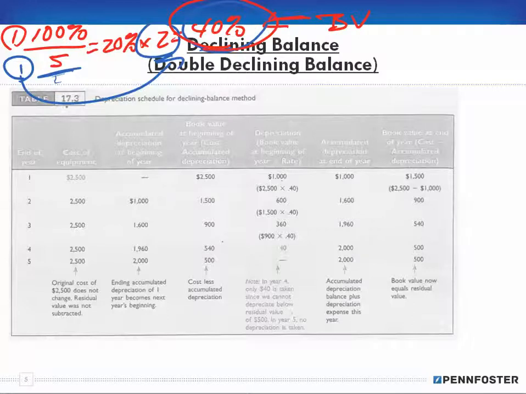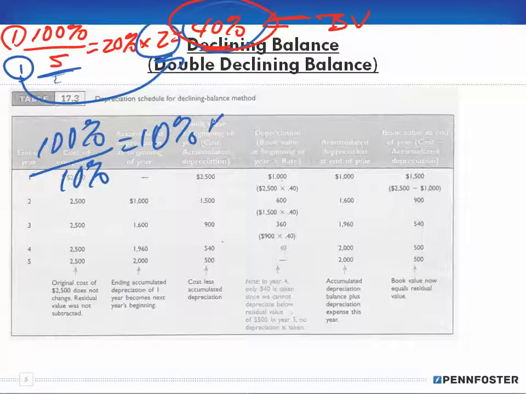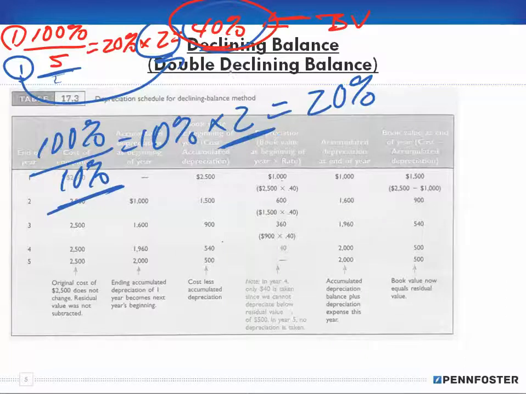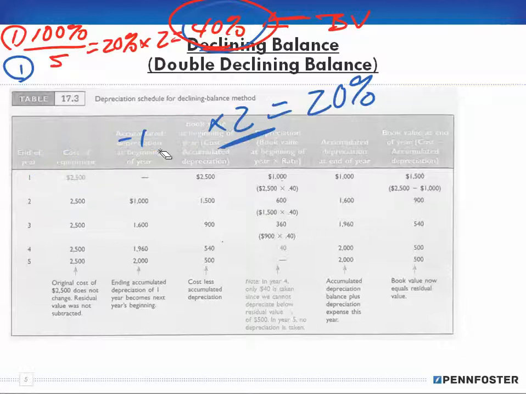If this was 10, 100% over 10 years, okay, that's 10%. And if I multiply it by 2, the maximum, my rate would be 20%. That's the maximum. Okay, so it changes depending upon the useful life and whichever rate you decide to use. All right, that's the first thing that you have to pay attention to.